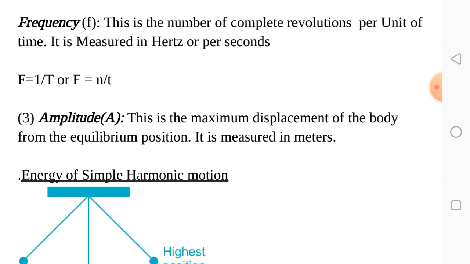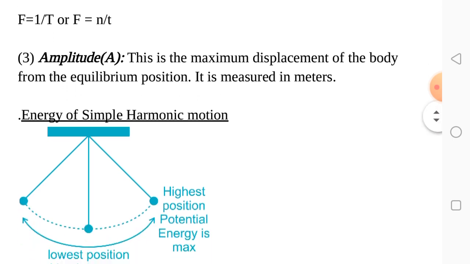Then the amplitude is the maximum displacement of the body from the equilibrium position, and it is measured in meters. So whenever we have the amplitude in any equation, remember its unit is meters. Whenever you are given the amplitude in centimeters, convert it to meters: divide by 100 and you get your meters.